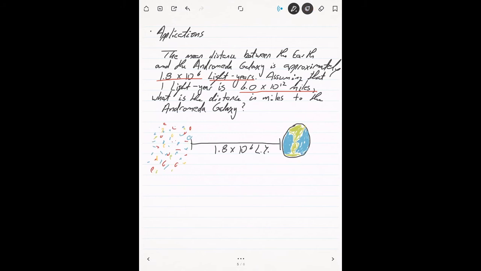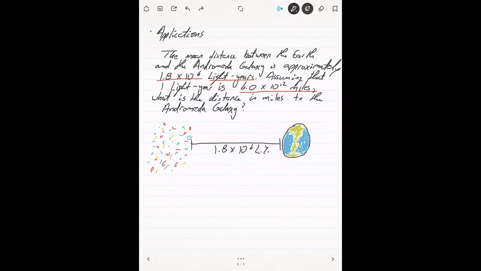Okay, so let's pretend we have this picture here. Over on the right, we have planet Earth. And over on the left, this collection of colors, let's just say all these are a bunch of stars, planets, whatever. This is the Andromeda Galaxy. Now the distance between these two locations is 1.8 times 10 to the 6 light years. We want to figure out what this distance is in miles. Now, how are we going to go about doing this?